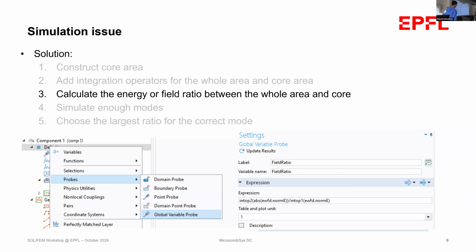For this step you don't need to be very rigorous in the physics or in the mathematics. We just need to know how much field we can confine in the core. So in here, I just integrated the normal E, the normal electric field, of the core or of the total area. Because with this number, we already can distinguish the different modes.